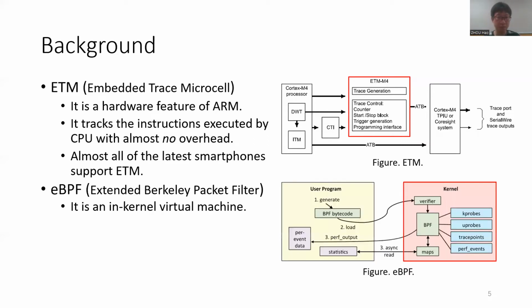We find that all of the most popular 15 smartphones on FeatureMark are equipped with ARM processors that support ETM. Meanwhile, NCScope uses extended Berkeley Packet Filter, short for eBPF, a lightweight in-kernel virtual machine for executing eBPF programs, to efficiently obtain the memory data accessed by the app.